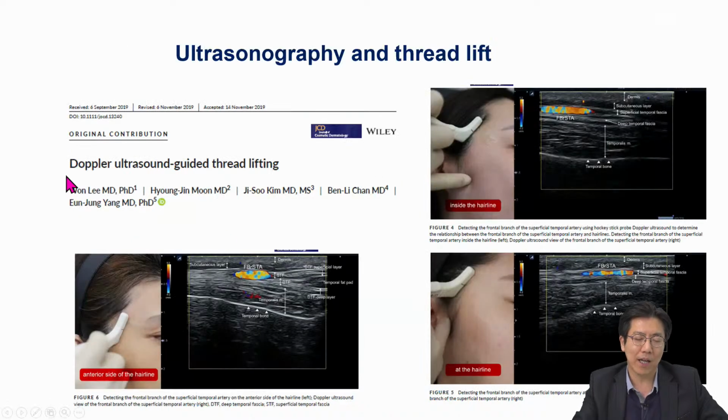And also, if you have ultrasonography, you can apply it to identify some vascular structures, and you can even see your cannulas with ultrasonography. So nowadays, many doctors are applying ultrasonography for thread lifting. So I think that in the future, ultrasonography can be the tool to make the best result with the threads.